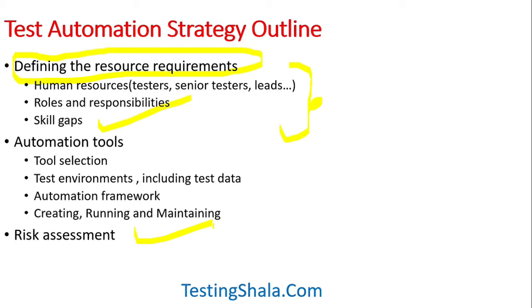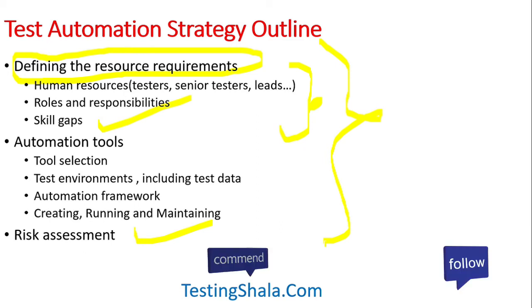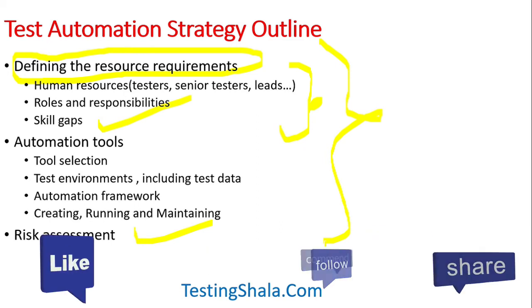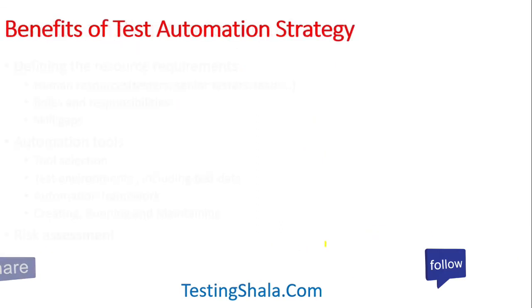I'm hoping you're able to clearly visualize what the high level test automation strategy would look like, and what the ingredients of this test automation strategy are. So let us understand what benefits we will be getting out of this test automation strategy if we execute it in the right manner, in the right way.